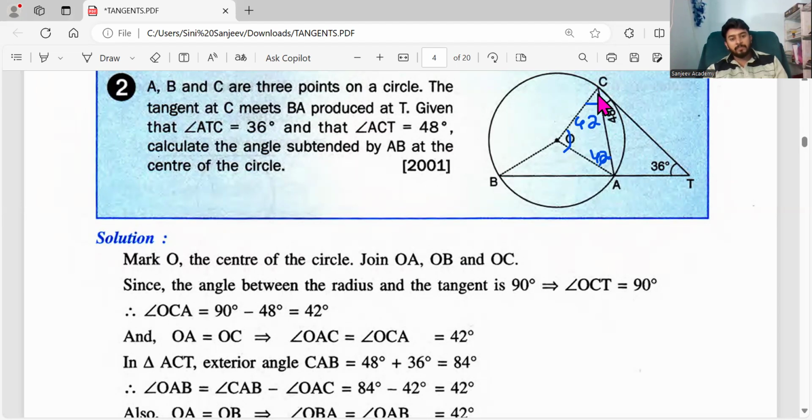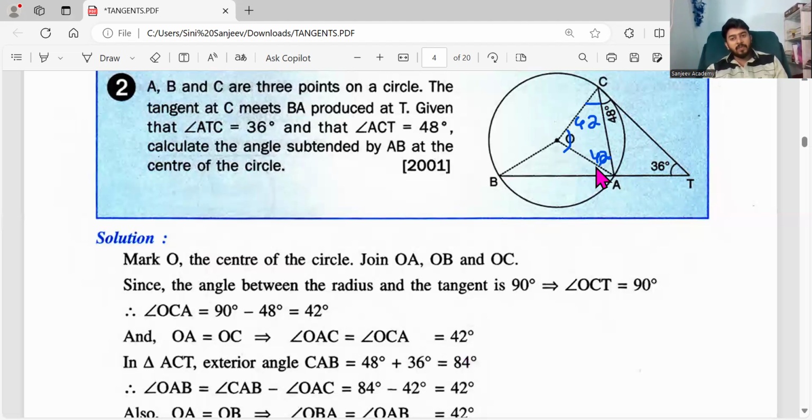It is in triangle ACT. If I'm taking triangle ACT, you can see the triangle here, right? Yes. So what is my CAB? CAB is nothing but the sum of the opposite angles, 48 and 36. So exterior angle property theorem. So 48 plus 36 is 84. Angle CAB, I'll get 84.